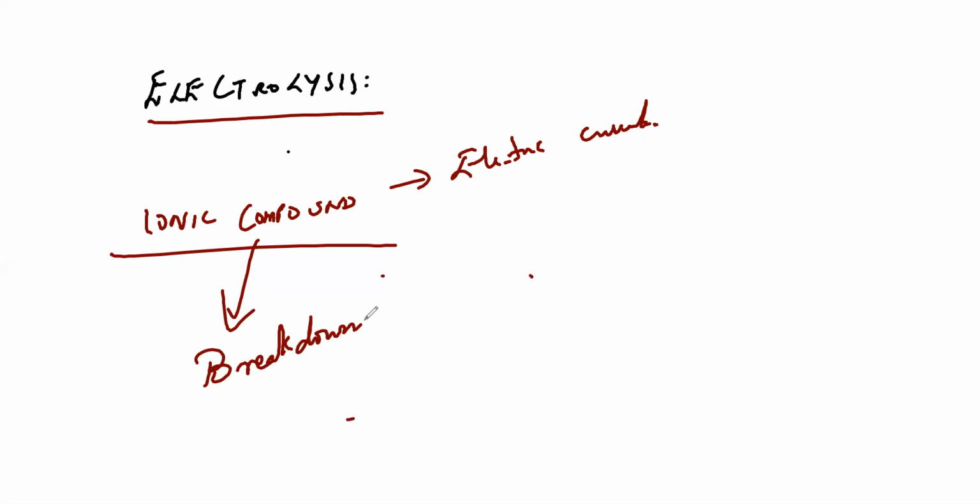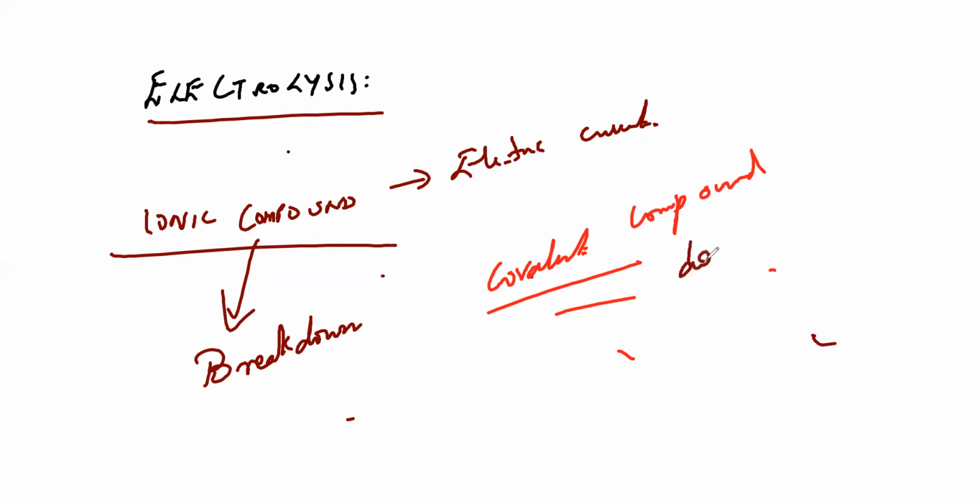But if you take a covalent compound, we cannot break it down just by passing an electric current through it. A covalent compound does not conduct electricity. These are very important things. Hence we cannot have electrolysis here. Electrolysis is the passing of electric current to decompose or break down a compound.